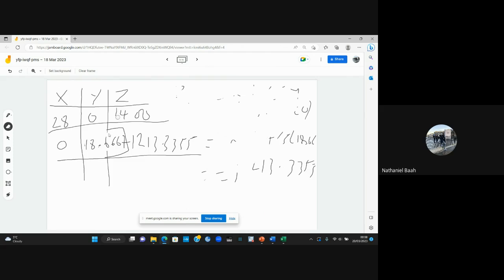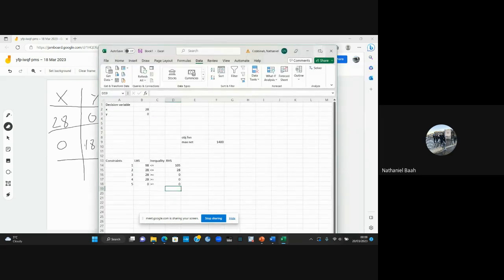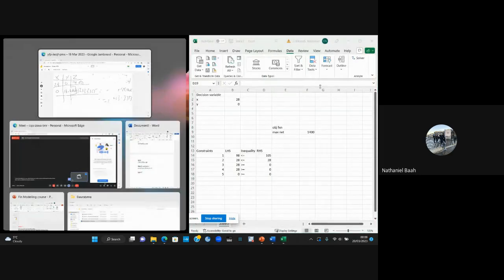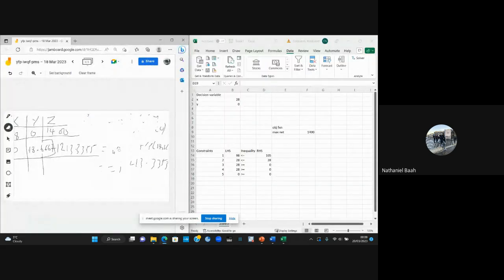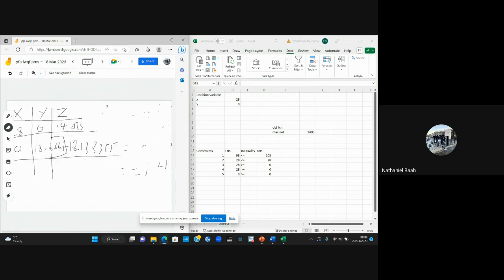So now, when we look at the table, what do we see here? You can see the objective function, that's the optimal point or the optimum value is 1400. And I'll show you in the Excel. So now let me bring in my Excel for us to compare. So let's compare this. So now, let me reduce this a bit. Good. So now, what do we see here?